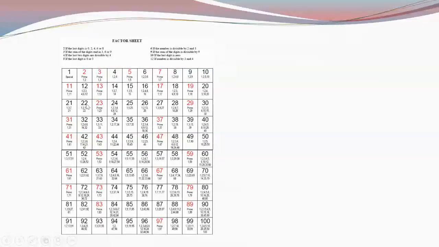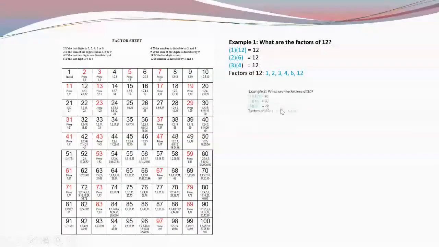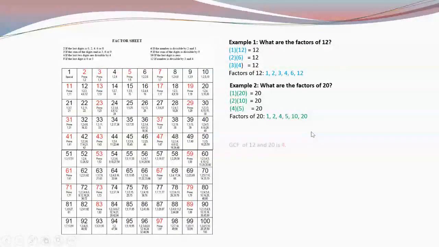Now, how do we use a factor sheet? That's why this is crucial for factoring. Example, what are the factors of 12? Again, these are the same factors that we did earlier, and the 20. So the GCF was 4. How can we use this handout to actually find the GCF? So let's do it. How does the factor sheet work?